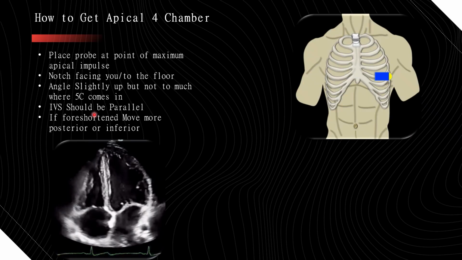How to get apical four-chamber. Place the probe at the point of maximum apical impulse on the patient's left side. The notch should be facing you or towards the floor. Angle slightly up, but not too much where the 5 chamber comes in. And the IVS should be parallel. If foreshortened, move more posterior or inferior.